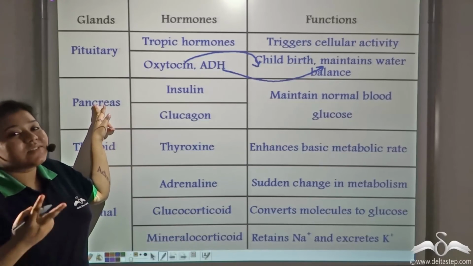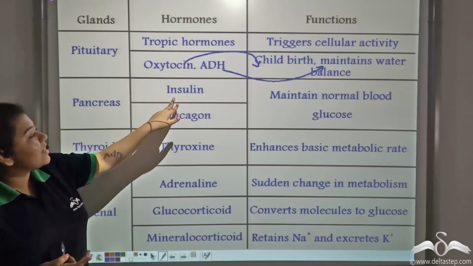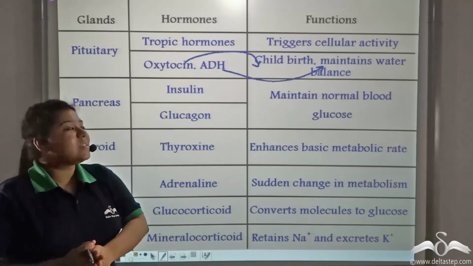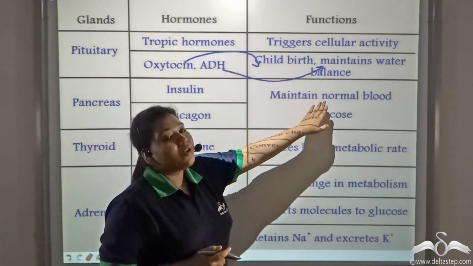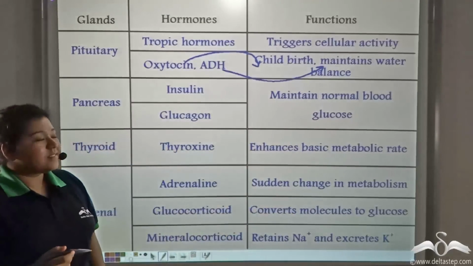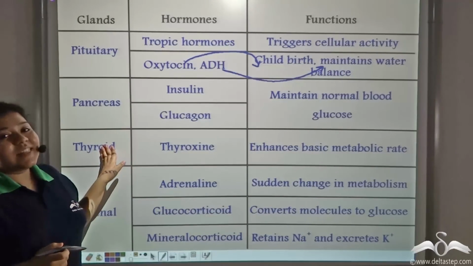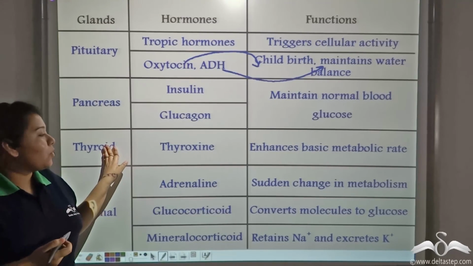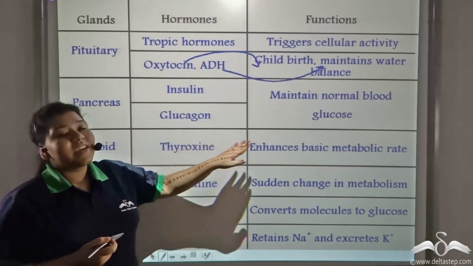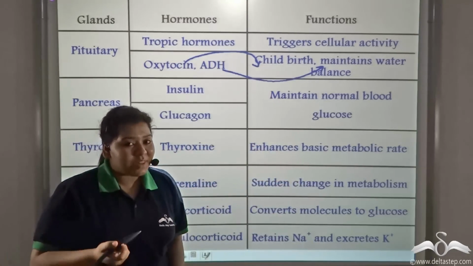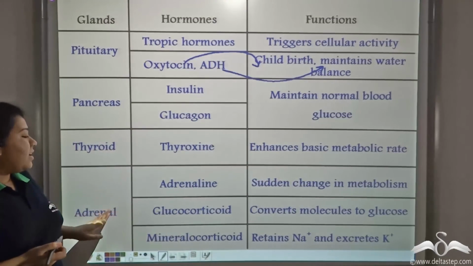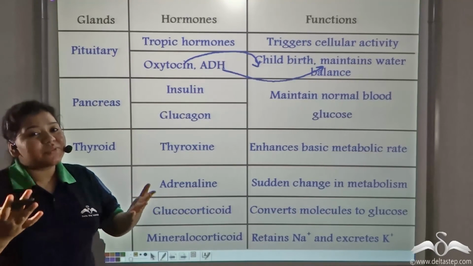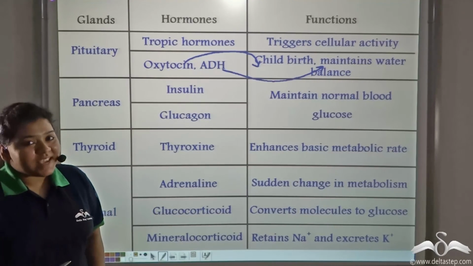Pancreas secretes two hormones, insulin and glucagon, which work together and antagonistically to maintain a normal blood glucose range. Thyroid gland present in the neck region secretes a hormone known as thyroxine, which enhances the basic metabolic rate. The adrenal gland has two parts, the adrenal medulla and the adrenal cortex.